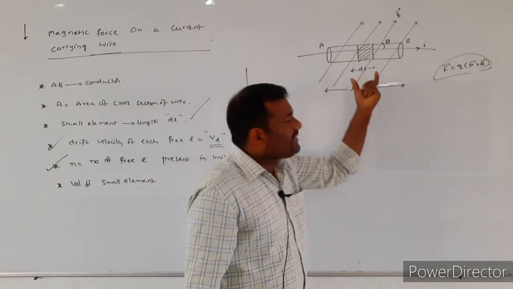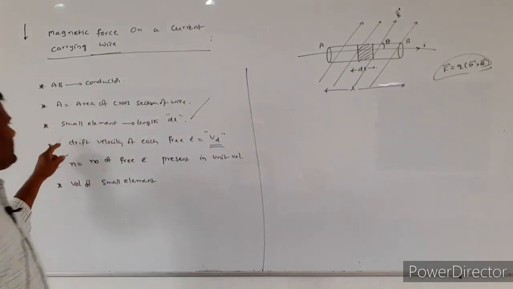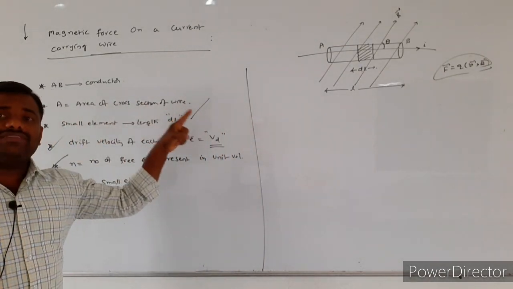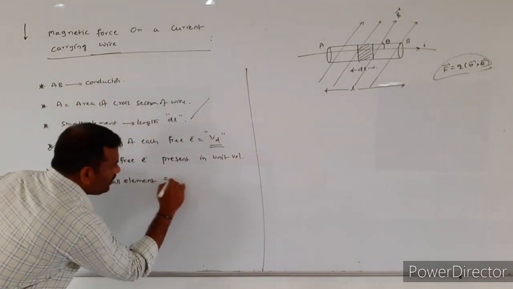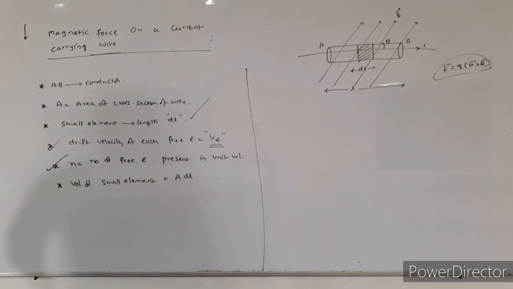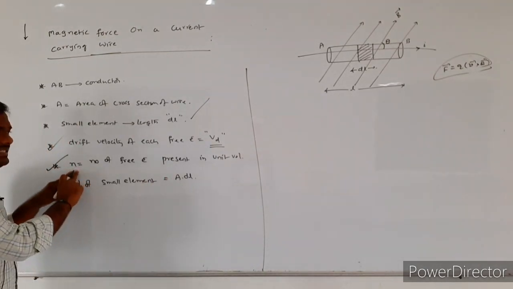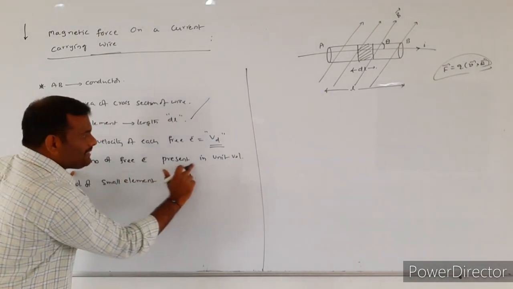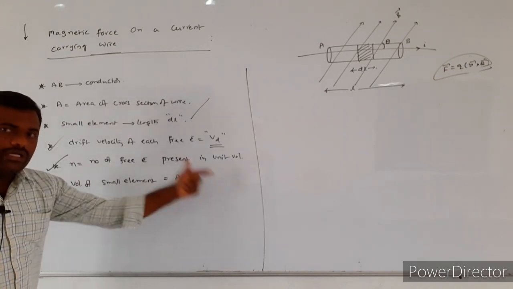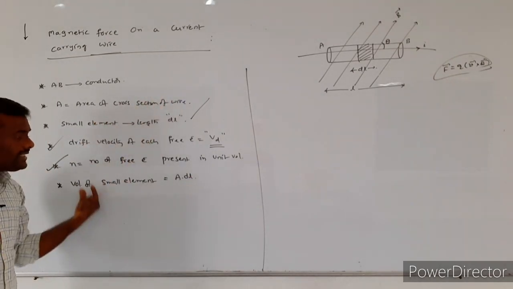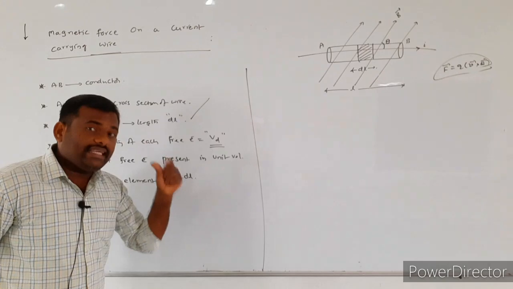See here, the length of the small element is equal to dl. And the area of cross section remains constant. The area of cross section of the conducting wire is a constant. So therefore, the volume of the small element is equal to area into dl, that is A into dl. Here n indicates the number of free electrons present in unit volume. If you consider the small element, the volume of the small element is equal to A into dl.